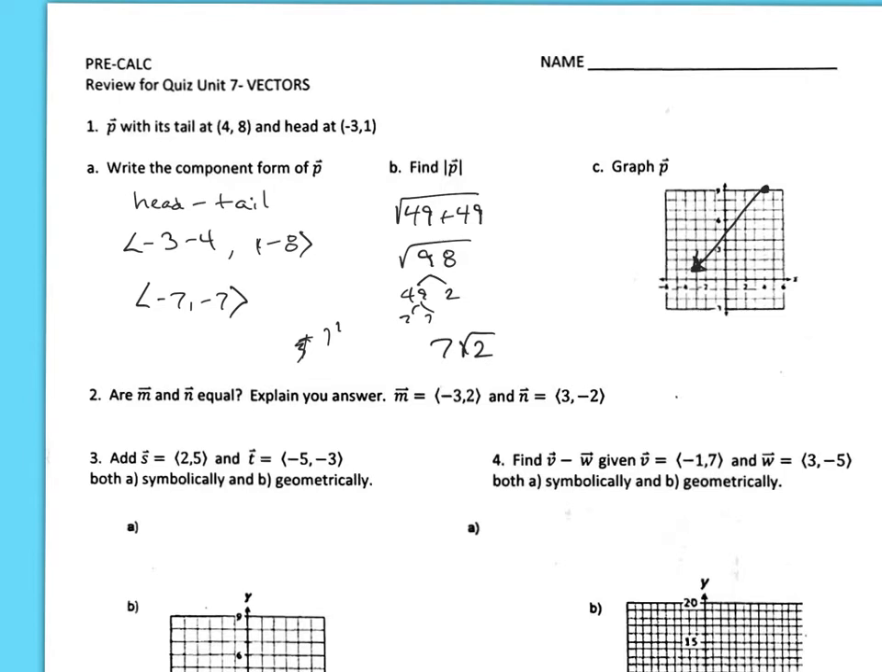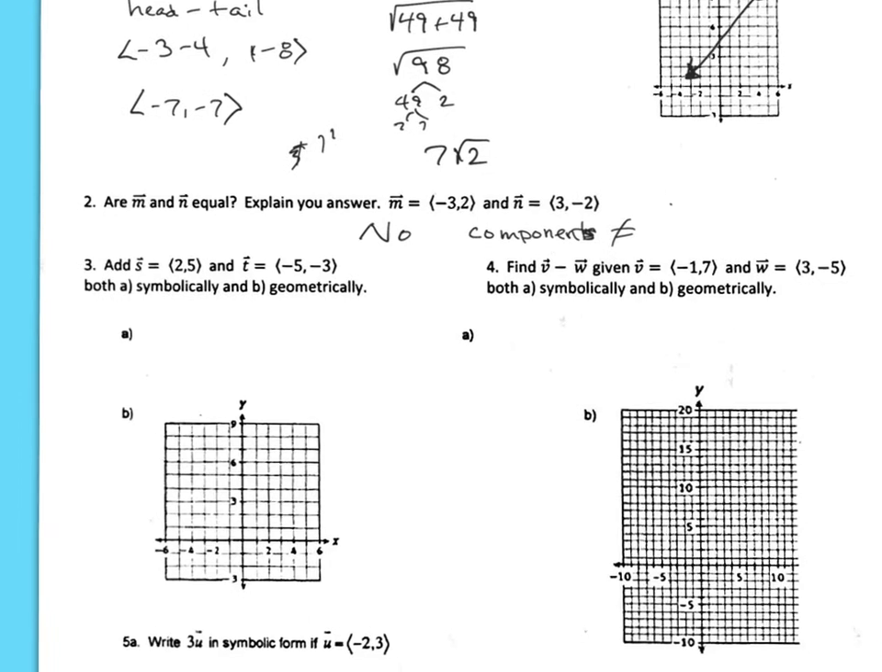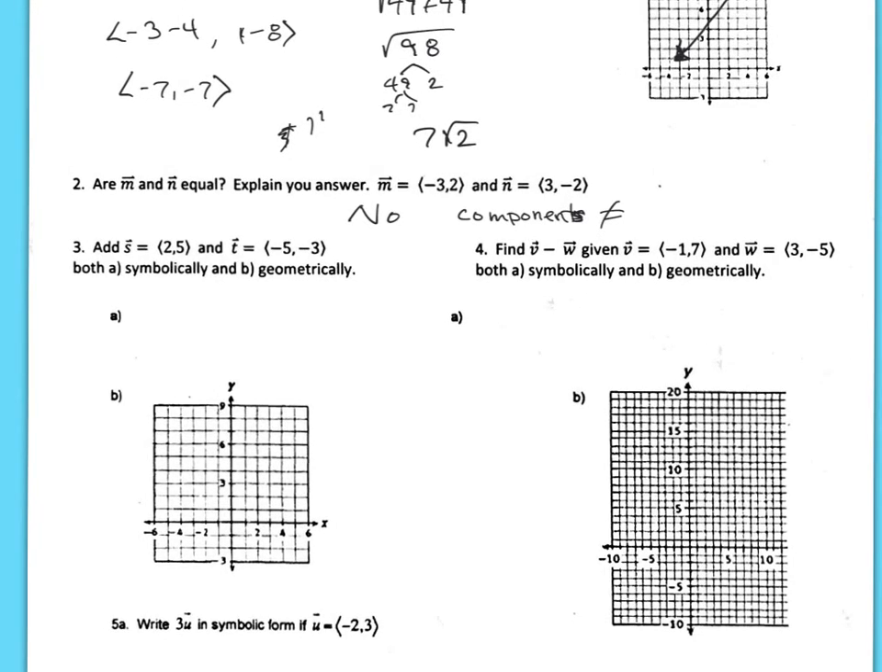Now for this, to see if vectors are equal, the components need to be exactly the same. Now while these are the same numbers, they don't have the same sign, so these are not equal, and the reason is that the components are not equal. You don't have to get into great detail. They either are or they are not the exact same. There's 2 questions like 3, 4, and 5 on the quiz.